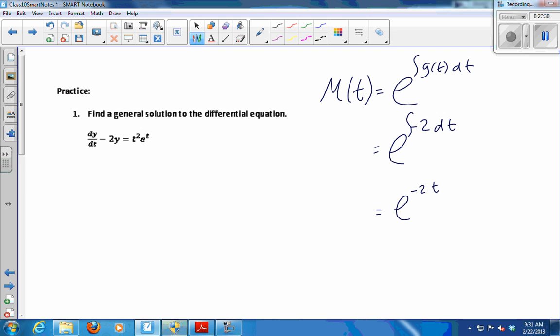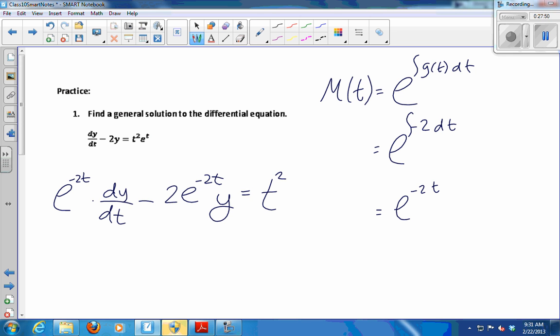So I'm going to have e to the negative 2t times dy dt minus 2 e to the negative 2t y equals t squared. e to the t times e to the negative 2t would be e to the negative t. Because you have like bases, you can add the exponents.